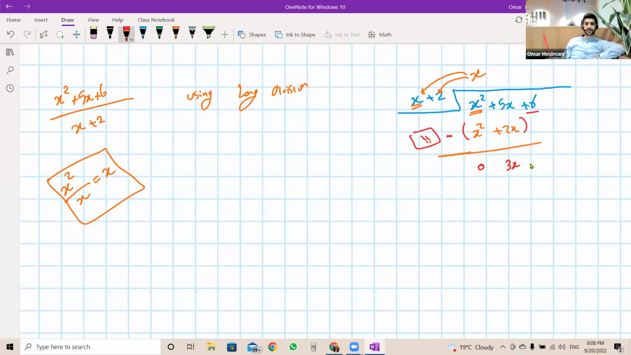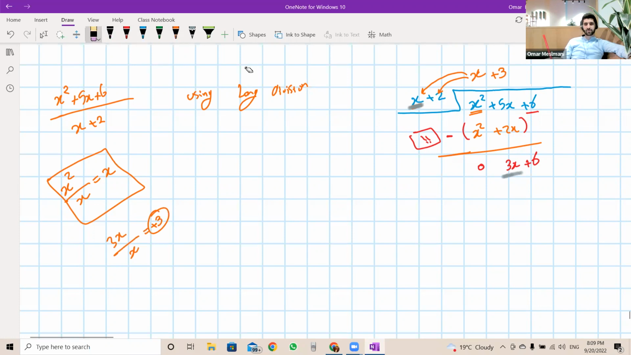I will take the 6 down again. I will repeat this step. What is this step I'm talking about? I will take the first value in here, the first value in there. I will try to divide it mentally. So I will try to divide the 3x over x. Okay? I will try to divide it mentally. What is the answer going to be? 3. Positive 3, sir. So it's going to be positive 3.